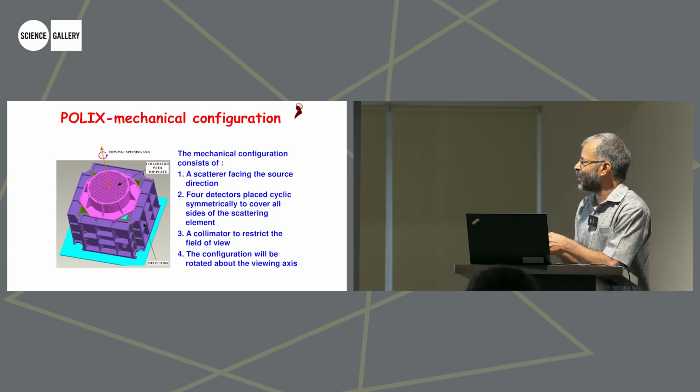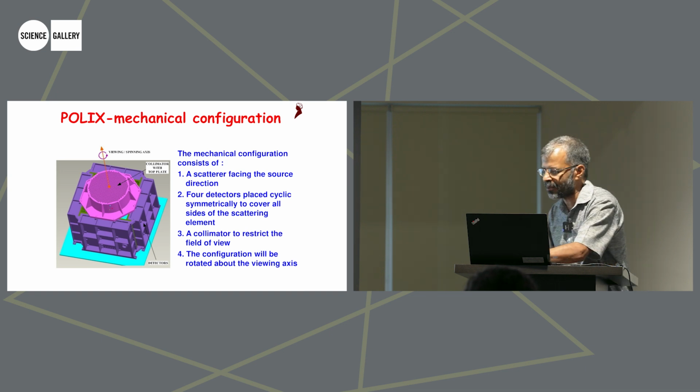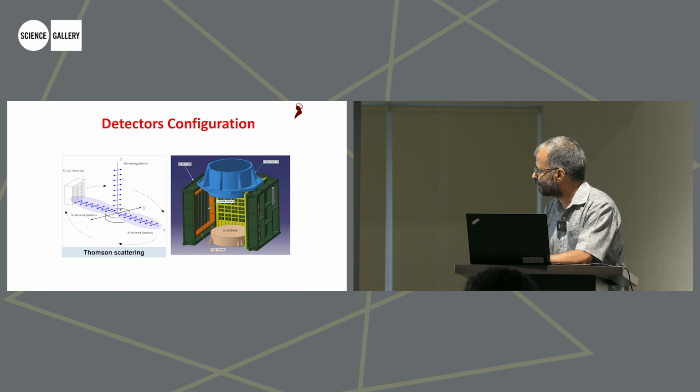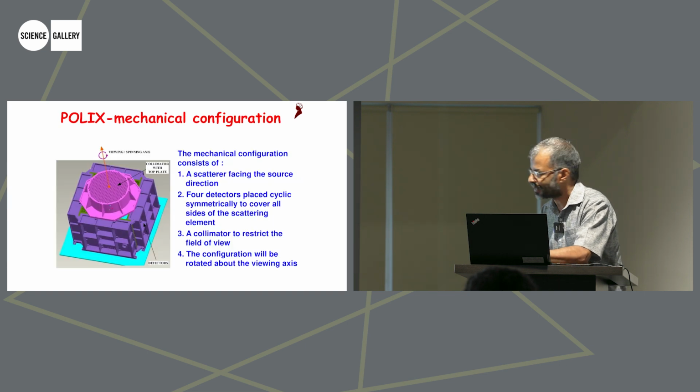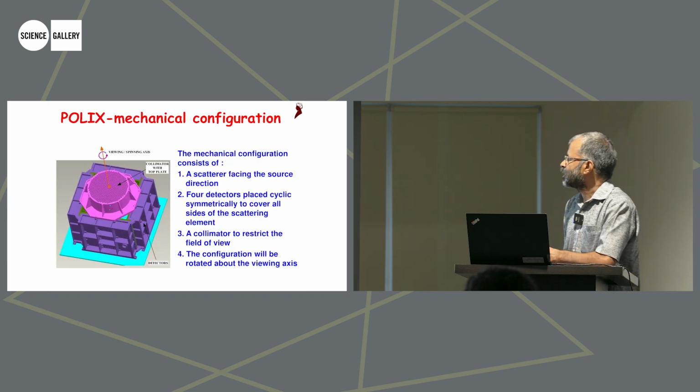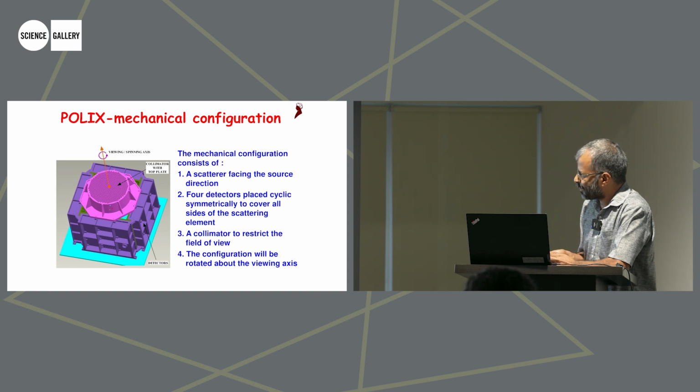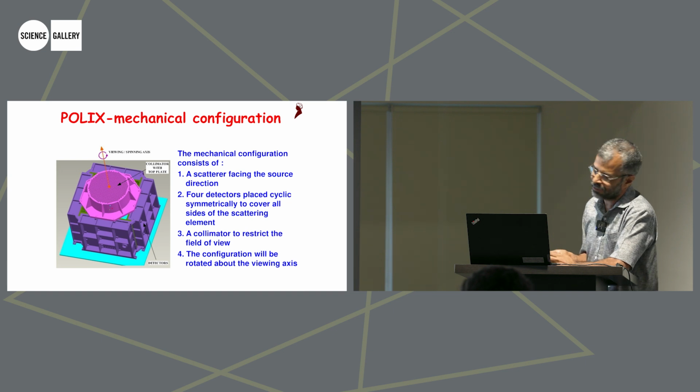So, this is the complete mechanical configuration. It consists of a scatterer which we have seen in the previous one. So, this is the scatterer, sorry. A scatterer is facing the source. 4 detectors are placed cyclic symmetrically to cover all sides of the scattering element. A collimator will be restricting the field of view. The configuration will be rotated about the viewing axis.